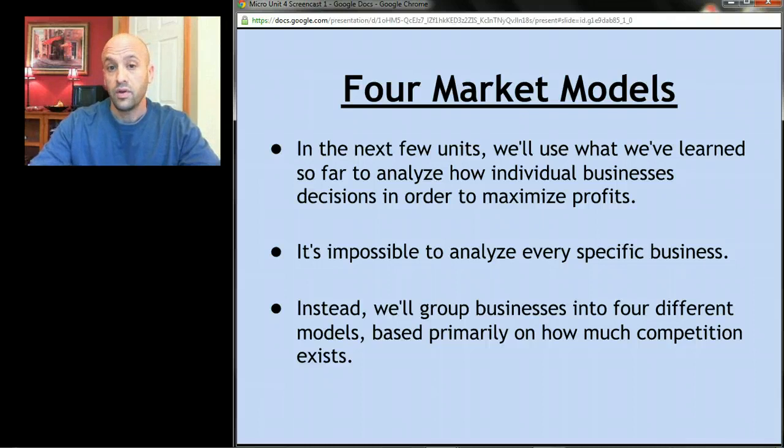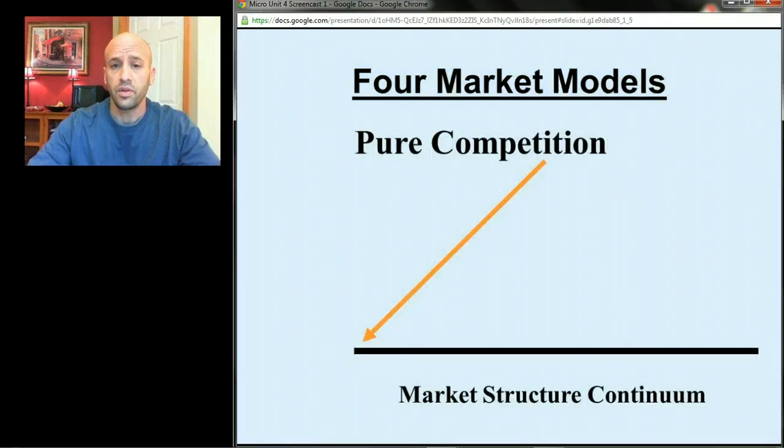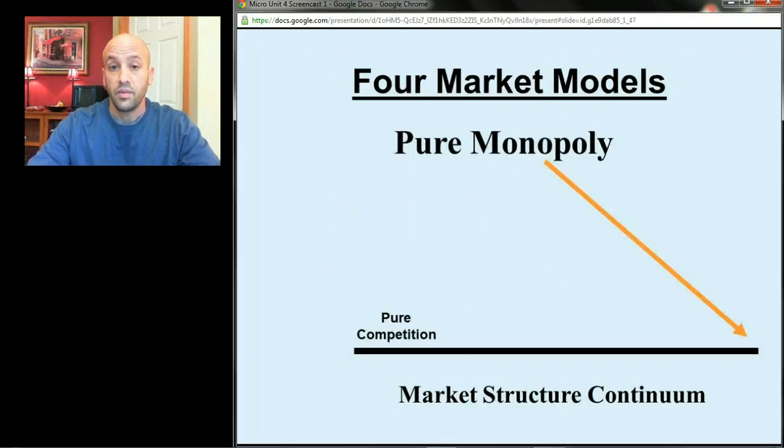So over the next number of units, we're going to be looking at these 4 different market models. And we're going to put them on a spectrum. On one side of the spectrum, we're going to have perfect competition or pure competition, and that's what we're going to study in this unit. On the other extreme, we're going to see something called the monopoly. Now, you can think of pure competition as lots and lots of businesses in a particular industry competing against each other. If that's the case, then a monopoly is no competition, one business in an industry.